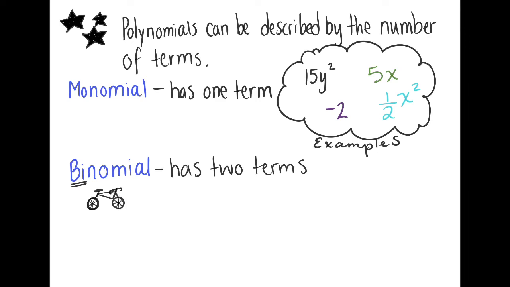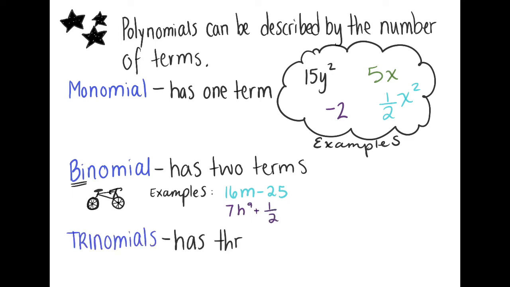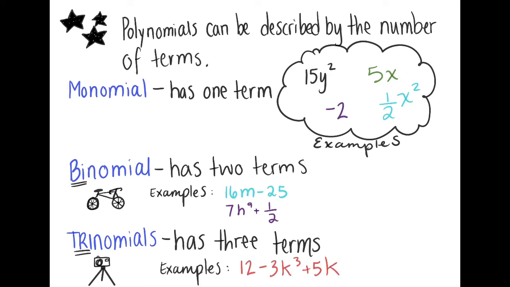Now a binomial, think about a bicycle, has two wheels. So binomials have two terms. So for example, 16m minus 25, two terms. 7h to the 9th plus 1/2, two terms, okay? And then of course a trinomial would be if it has three terms. So like a tripod has three legs. So a couple of examples here. Just make sure that these are all separated by plus or minus signs.